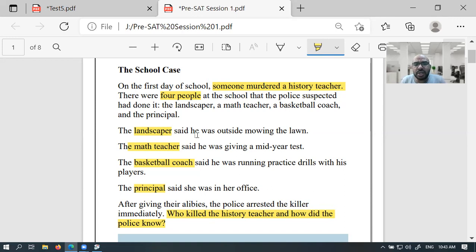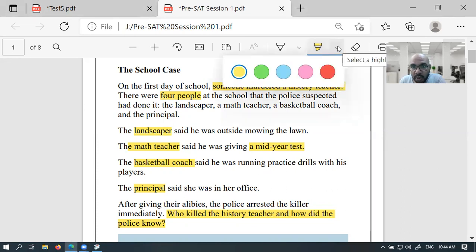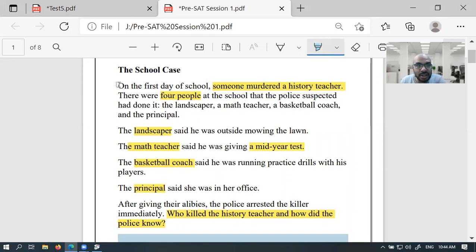The landscaper said he was outside mowing the lawn, so it's his job. It is okay. Nothing wrong. See, guys, please pay attention. The math teacher said he was giving a mid-year test. Mid-year test. See, the first portion of the case states, and this is the big clue, but I will change the color now. See, guys, on the first day of school. So how can you give a mid-year test on the first day of school? Then you are a liar.